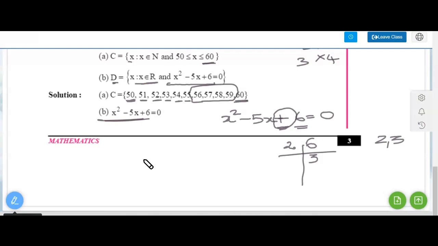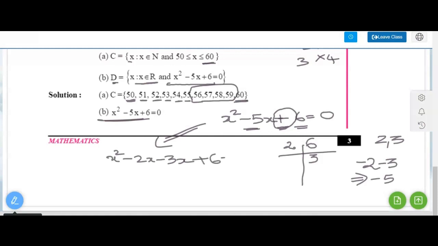Now if you see 2 and 3, can you add them and get a result as minus 5? Is that possible? Yes, that's possible. If you do minus 2 minus 3, the result will be minus 5. In that case, you can write this statement as x square minus 2x minus 3x plus 6 equal to 0. So I made this minus 5x as minus 2x minus 3x.